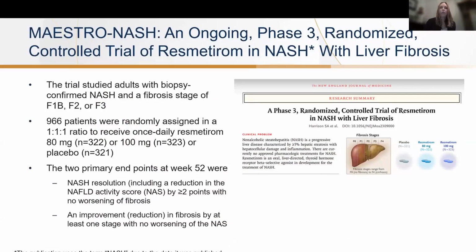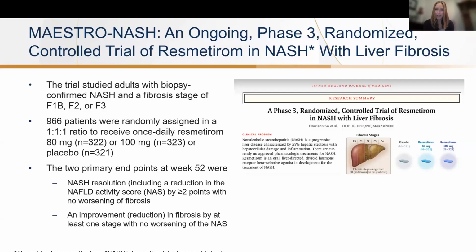Now let's look at the MAESTRO-NASH trial. This is actually an ongoing phase 3 randomized controlled trial of resmetirom in NASH with liver fibrosis. So these patients that were studied were adults and they had biopsy-proven fibrosis anywhere from 1 to 3. There were 966 patients that were randomly assigned in a 1-to-1-to-1 ratio to receive either once daily resmetirom 80, 100, or a placebo. And then they looked at 2 primary endpoints at week 52.